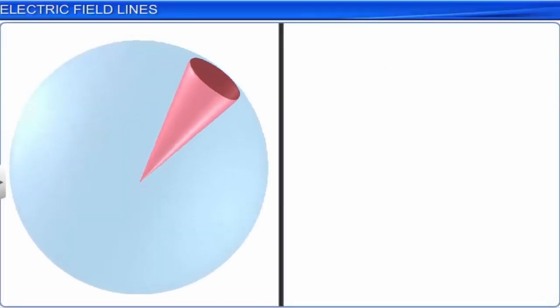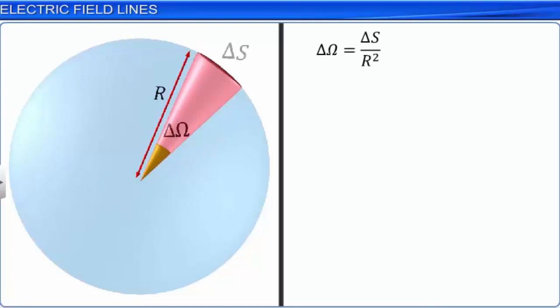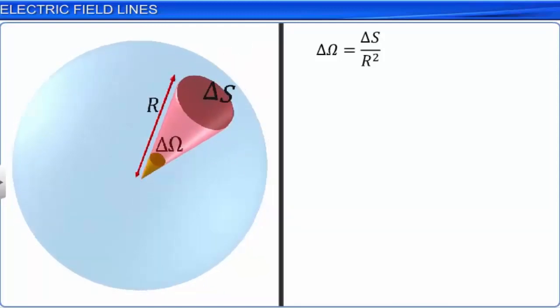To understand the dependence of field lines on area, let us understand the relation between the area of the element and the solid angle created. For this, first let us understand the term solid angle. Solid angle is a measure of a cone. When the intersection of a cone with a sphere of radius r is considered, the solid angle Δω subtended by the area element is defined as ΔS by r square, where ΔS is the area on the sphere, which is the area element cut out by the cone. Let this be equation 1. Therefore, ΔS is equal to r square into Δω. Let this be equation 2.